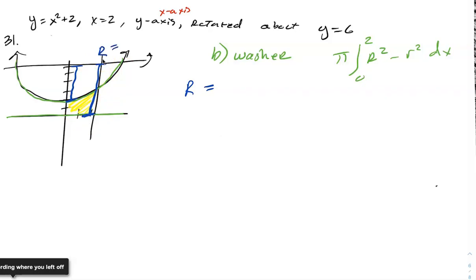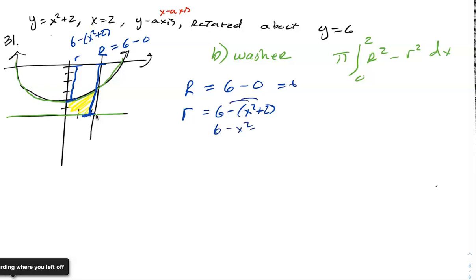So my big R is going to be 6 minus 0. Right? So that's the big R, the distance from the thing you're spinning around to the value you have. My little r is actually this guy. So my little r is going to be 6 minus parentheses x squared plus 2. Parentheses are important there. So over here I just get 6. Over here if I distribute the parentheses, I get 4 minus x squared.